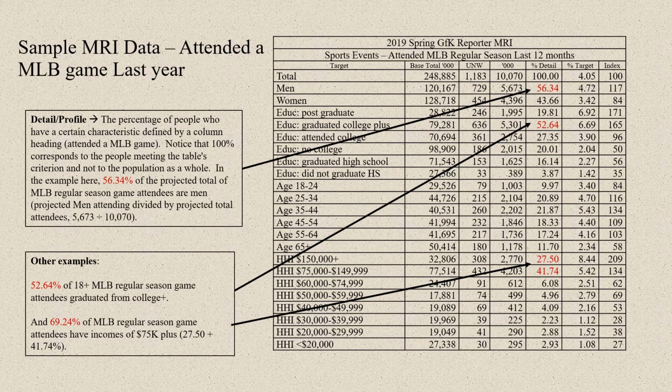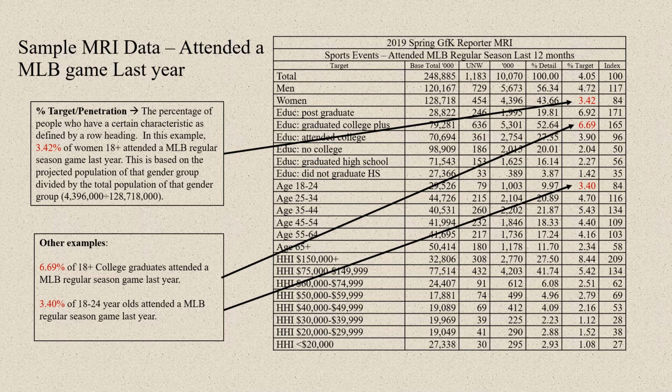And it tells us of the population, 56.34% were men, 52.64% were college graduates, and a total of 69.24% had incomes over 75,000. We got that number, of course, by adding those two boxes together. So that's how you interpret the profile or detail column of data.